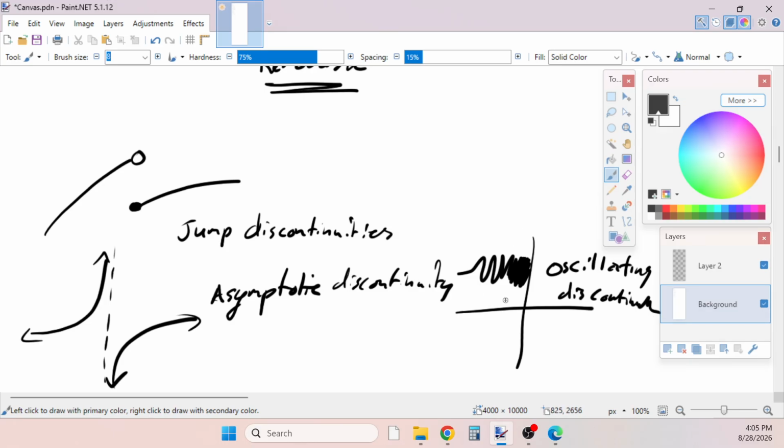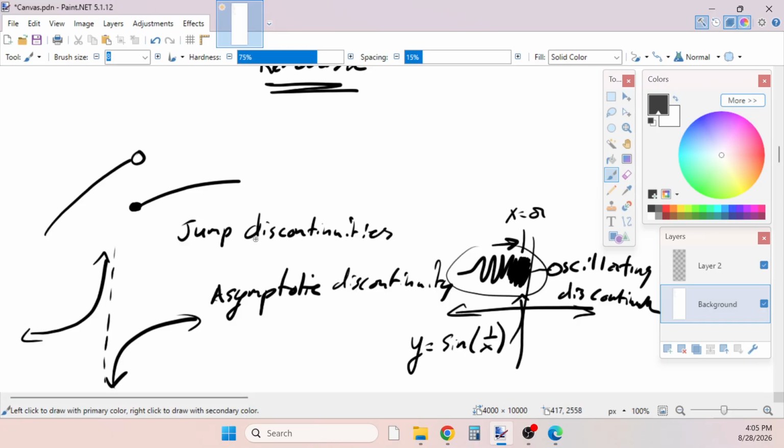And the way that an oscillating discontinuity works is you have an infinite number of wiggles as the x value goes to some fixed x value. So an example of this would be y equals sine of 1 over x. If you type that into Desmos, you get basically this graph here, but centered on the x-axis.